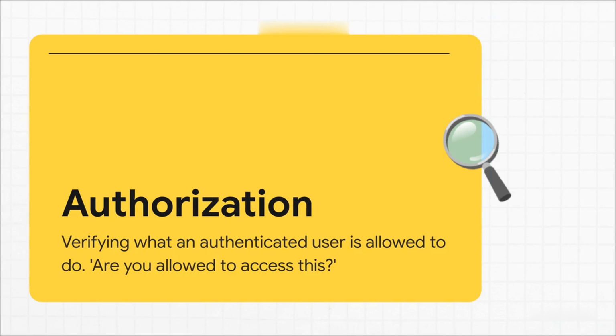Right, so once someone's been authenticated, we hit the next step, authorization. Just because you made it past the front gate doesn't mean you get to waltz into the king's private chambers, right? Authorization is what decides what an authenticated user has permission to do. It asks, okay, you're in, but are you allowed in this specific room?